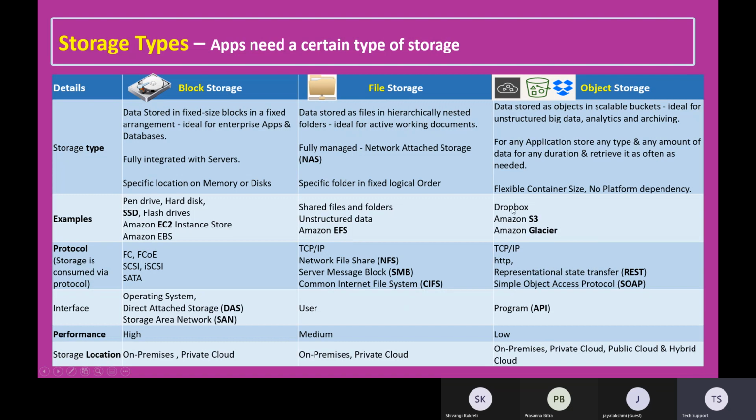And for object storage, there are plenty of examples. I have given 3 examples here. Dropbox is also an object storage. If you sign up for Dropbox, they will provide a minimum of 15 GB free with the initial sign up, and later you can increase to whatever size you want, which will be chargeable. And Amazon S3 and Amazon S3 Glacier are also considered object storage.